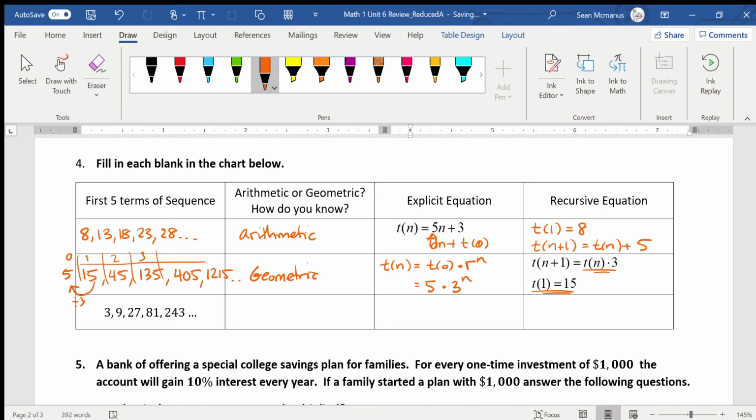The last one actually gives me the sequence and asks me to fill in the rest. So 3 to 9, 9 to 27, 27 to 81. These are all multiplying by 3. That's geometric when it multiplies.